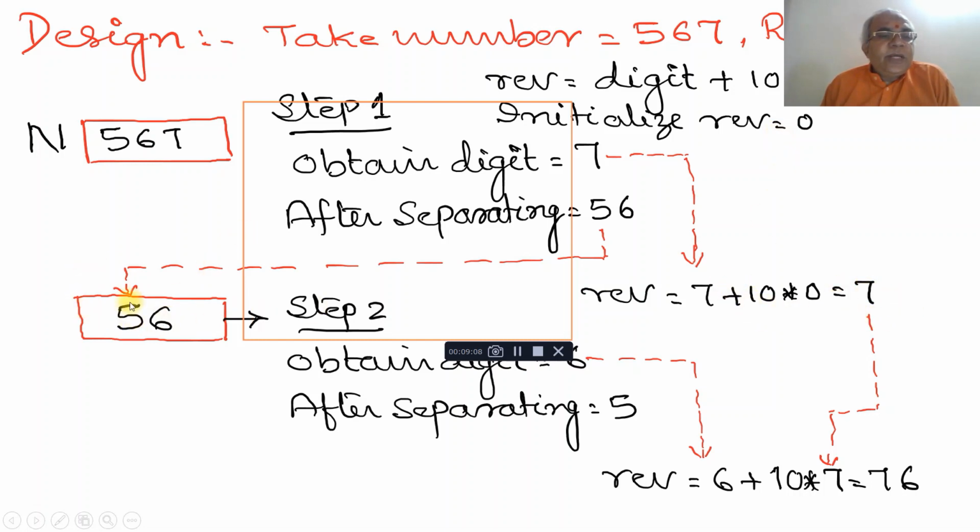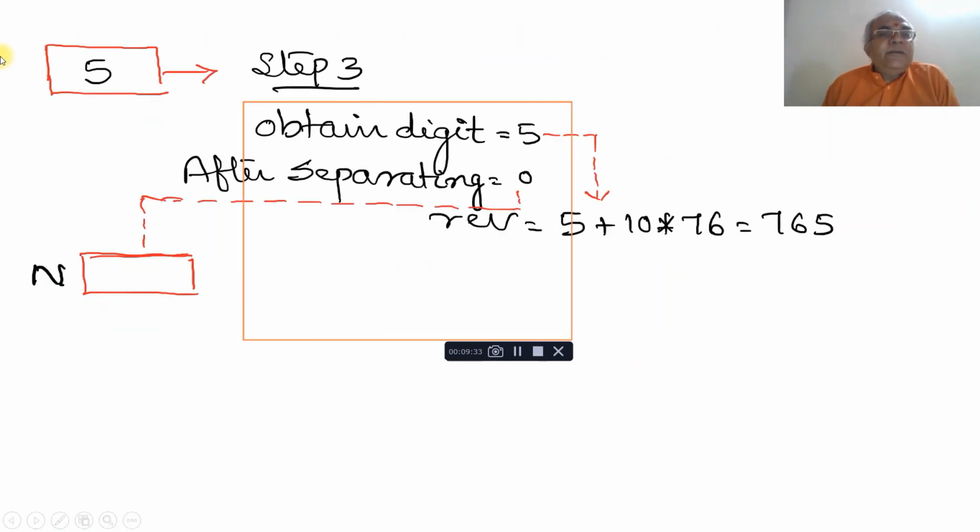Then step 2 is you take 56 now. After separating you are going to get 56. In step 2, obtain the digit 6. After separating you are going to get 5. Then rev will be equal to digit 6 plus 10 into 7, so that becomes 76. So you get 7 and 6. Then again, after separating you have 5. So you take 5, obtain the digit 5 plus 10 into 76. After separating you are going to get 0. So you are going to get 765.